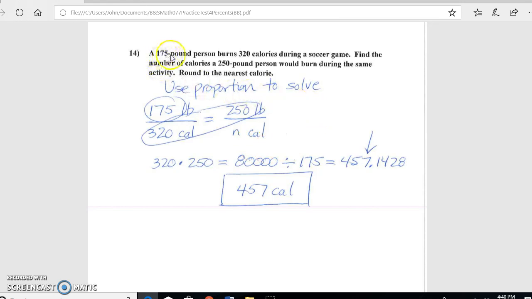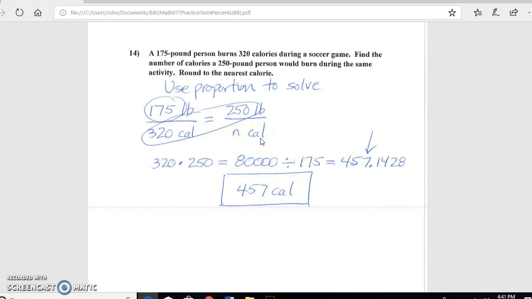So the first sentence tells us a 175-pound person burns 320 calories. And you can see how I've set up that ratio here, 175 pounds on top, 320 calories on the bottom. The second sentence asks me to find the number of calories a 250-pound person would burn. So I'm going to have 250 pounds on top, and I'm going to solve for the number of calories on the bottom.